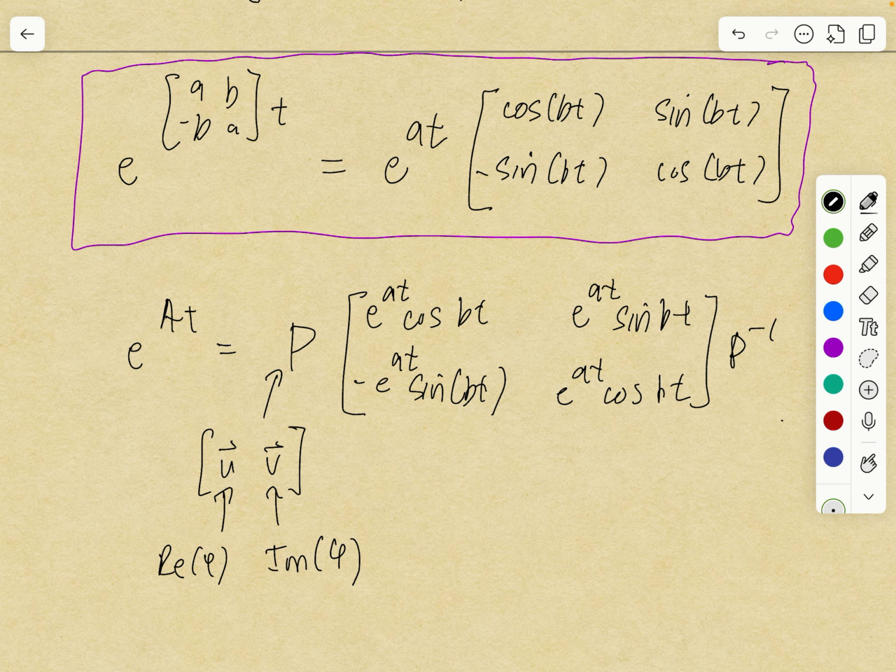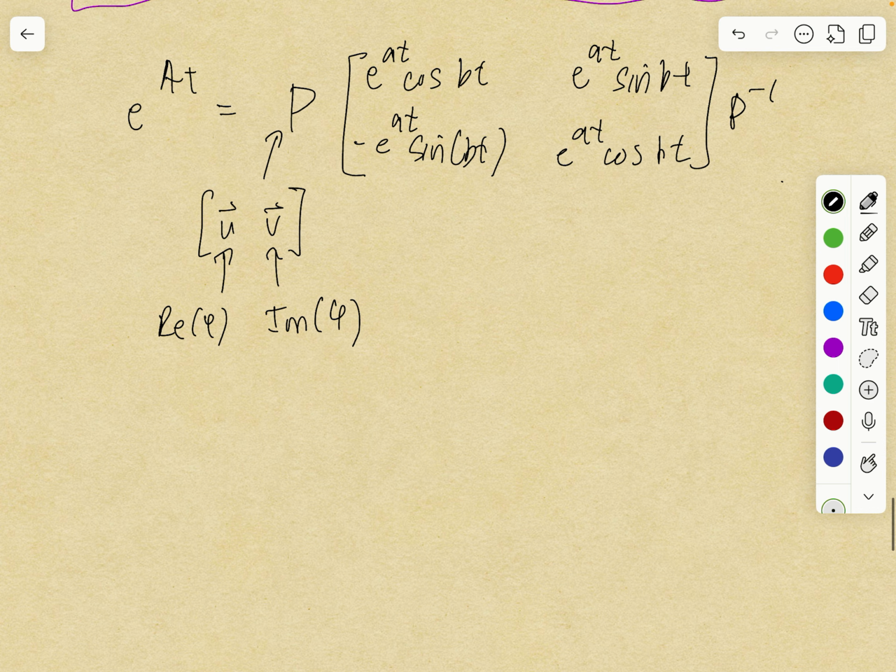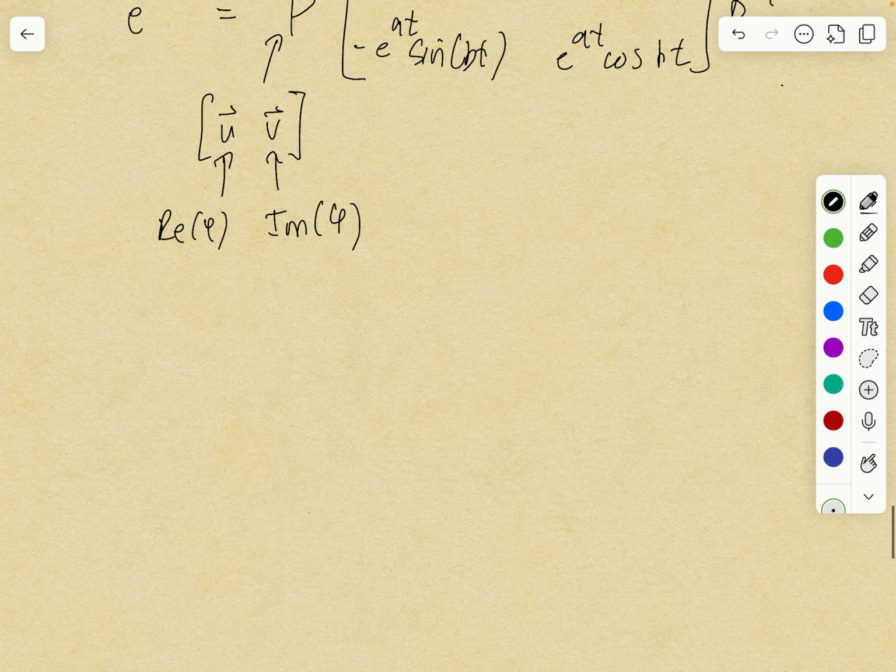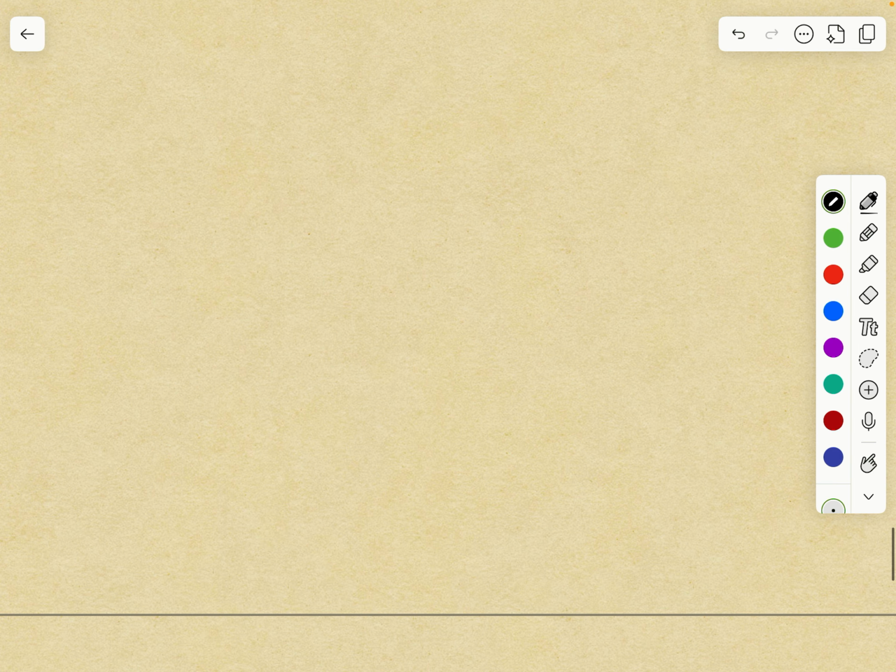In the last video, we were talking about the matrix exponential of a 2x2 real matrix with complex eigenvalues, and we ended up calculating the matrix exponential. And in this video, we're just going to look at some examples of using this matrix exponential. I'm going to do two examples.